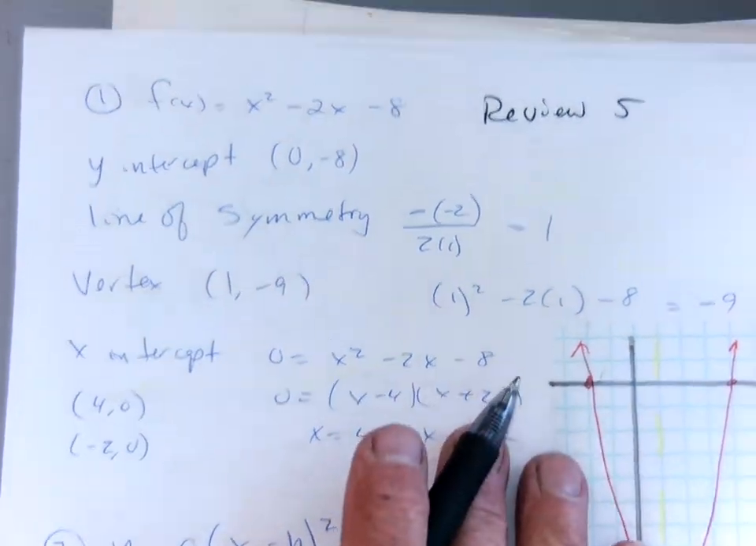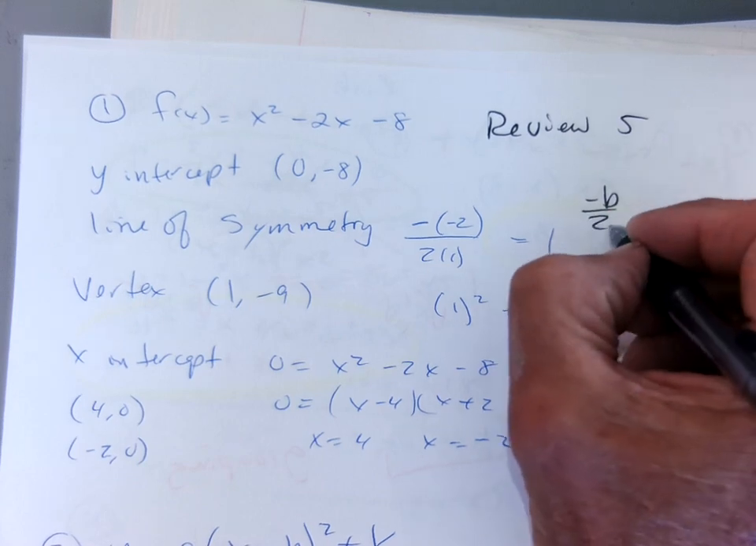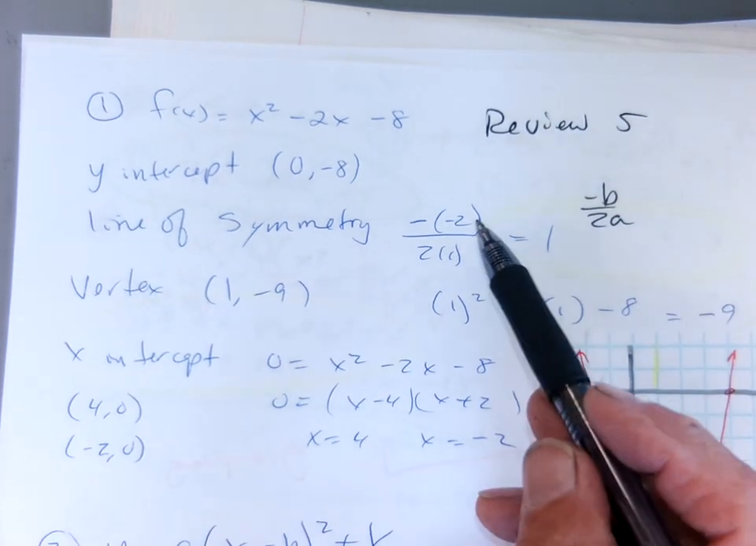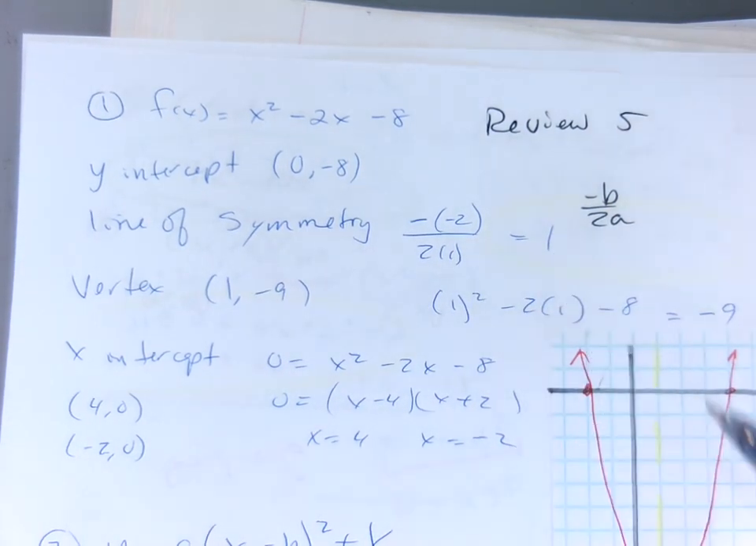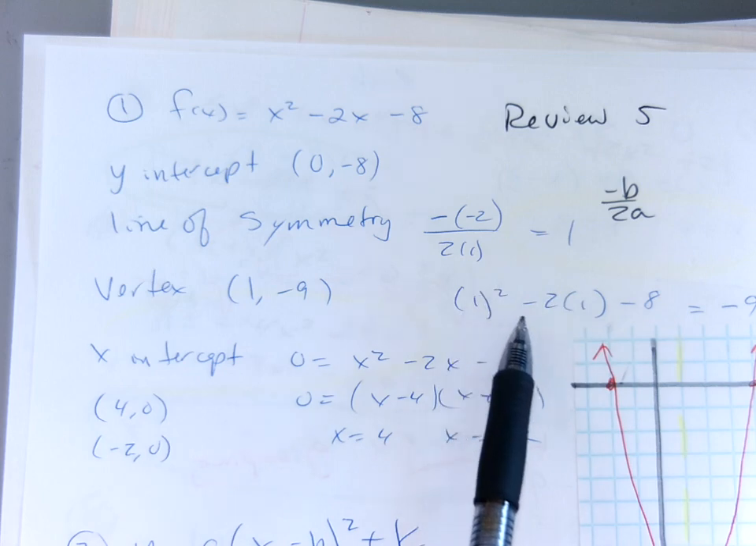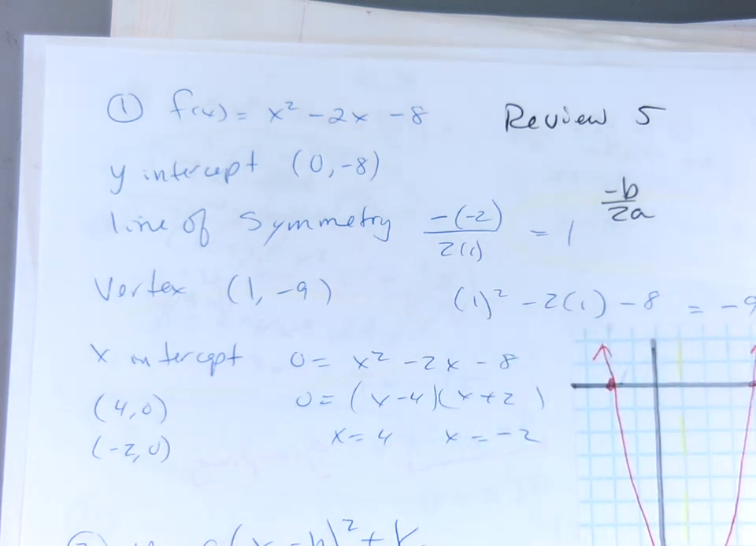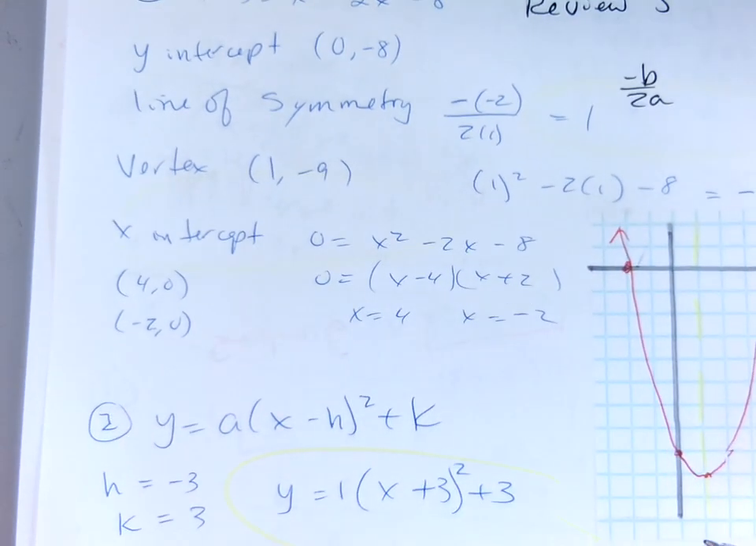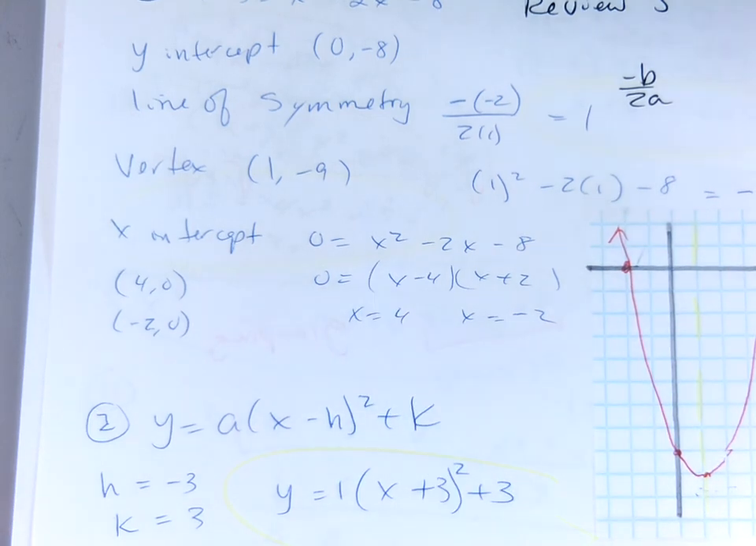To do my line of symmetry, I need my negative b over 2a. So, I went negative 2 over 2 times 1, which is 1. So, I've got a line of symmetry of 1. The vertex lies upon that, so I have (1, something). I plug the 1 into the equation. I got -9. So my vertex is at (1, -9).